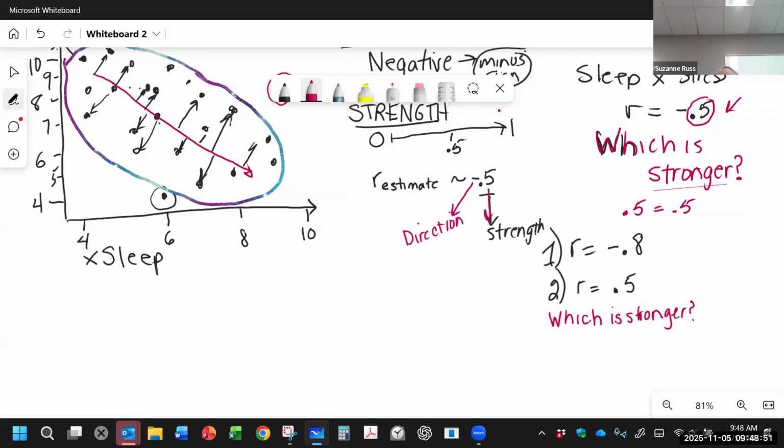Okay, so now remember, this sign has nothing to do with strength. So for the moment, ignore it. Now, which is stronger? 0.8. So when you're figuring out which is stronger, you're always just comparing these two numbers without looking at the sign. The sign is important to tell you the direction, but it has nothing to do with strength.